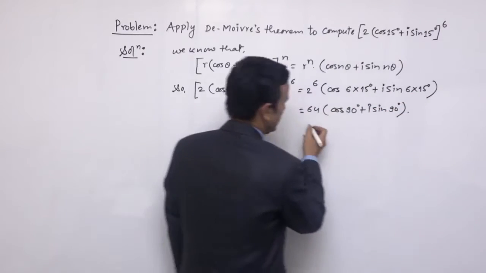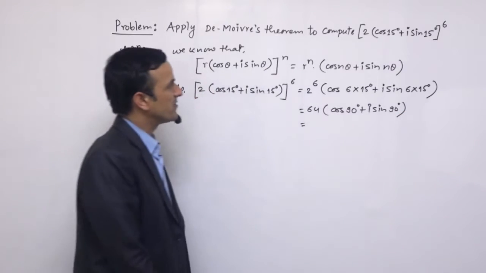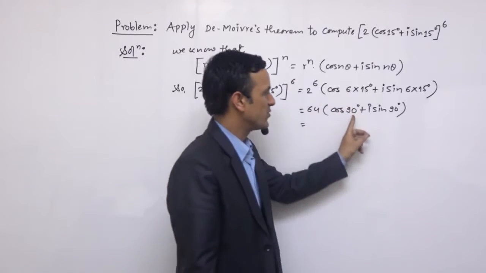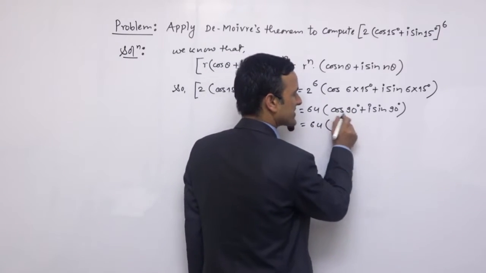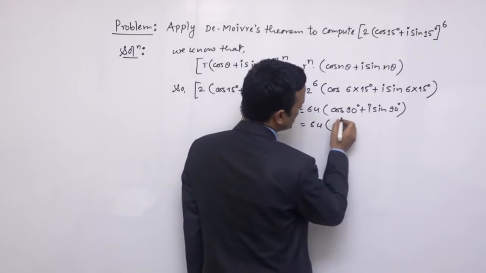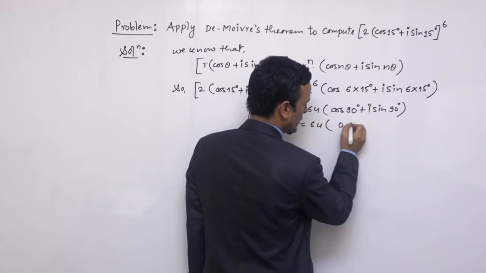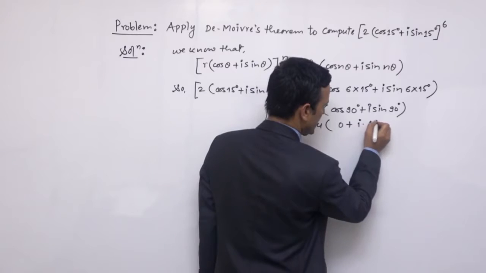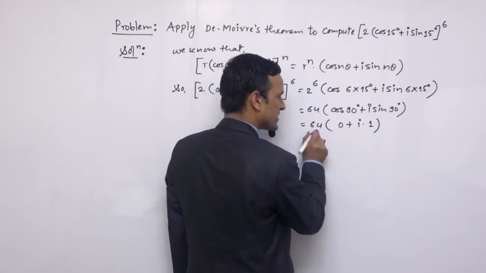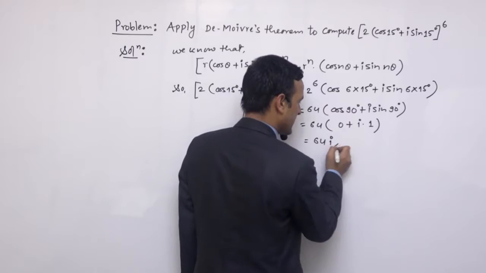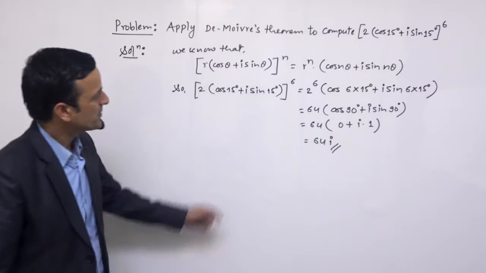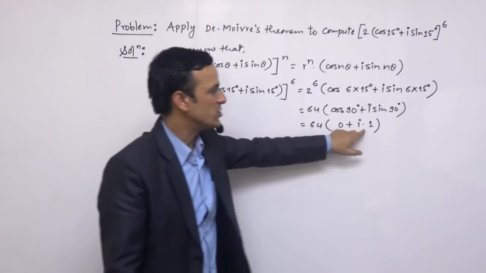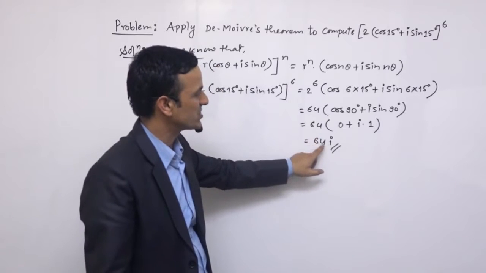So this is the expression obtained from de Moivre's theorem. So यस्तो एक्सप्रेसनलाई हामीले खोल्दाखेरि यो आउँछ. Now we can put the value. Cos 90 degree means what? The value of cos 90 is 0 and value of sin 90 means it is 1. So I into 1. So now we can write 64 into I, 64I. So this is the value obtained from this expression by using de Moivre's theorem.